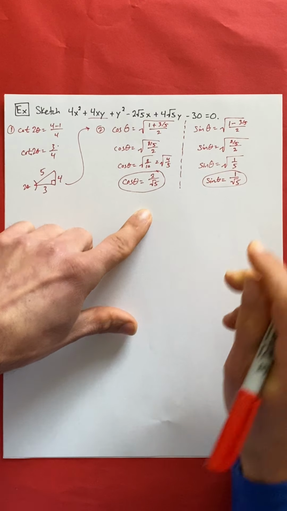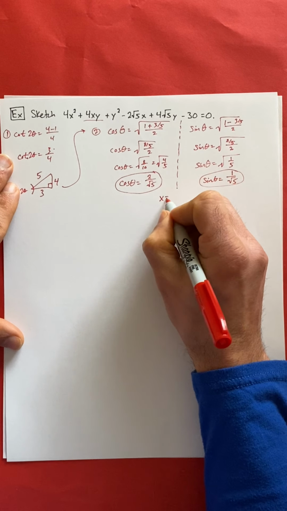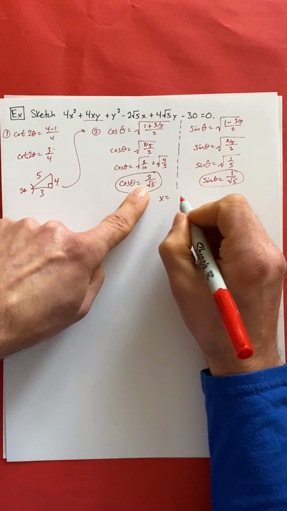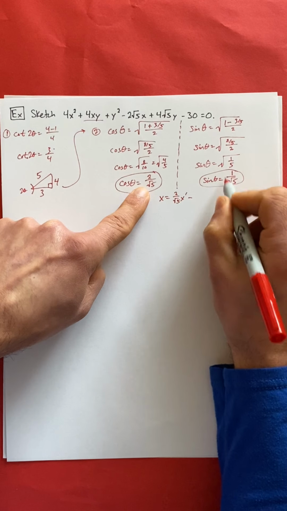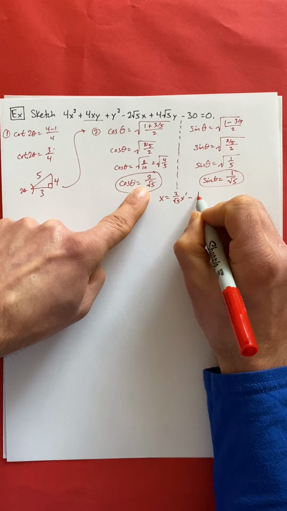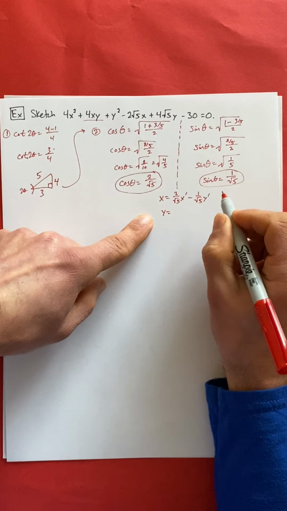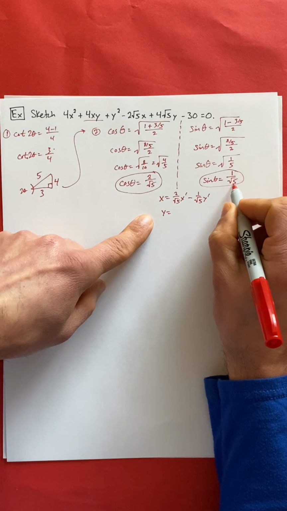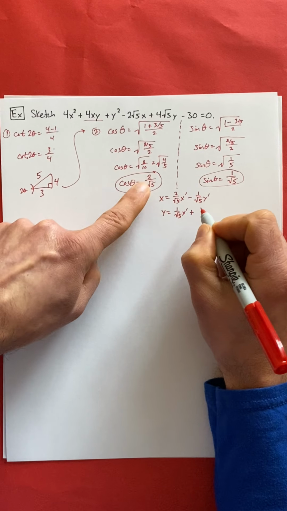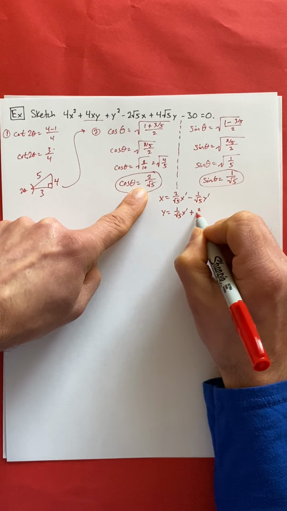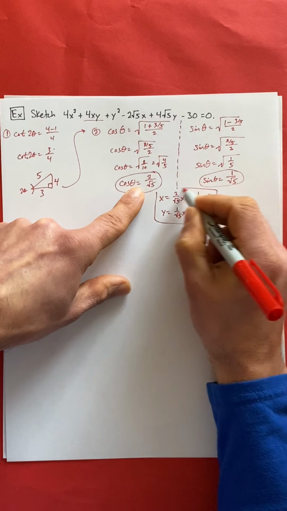And now when I go to write out my substitutions, I'm going to say that x is equal to x prime times the cosine. So this would be 2 over the square root of 5 x prime minus y prime times the sine. So it would be 1 over the square root of 5 y prime. The y substitution would be sine, so 1 over the square root of 5 x prime plus the cosine, which is 2 over the square root of 5 y prime. So there are my 2 substitutions.